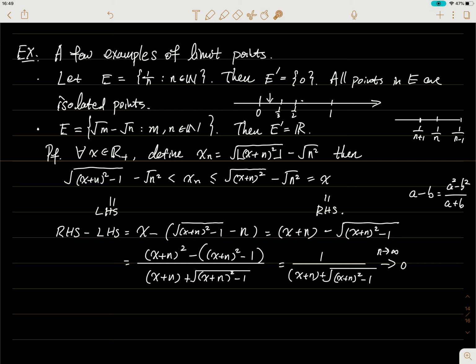And I said earlier, if x is negative, you can easily get another sequence. You can call it negative xn, which are also from the set E, and they will converge to x. Okay, so that's why every real number is a limit point of E. So that's the conclusion we have here.